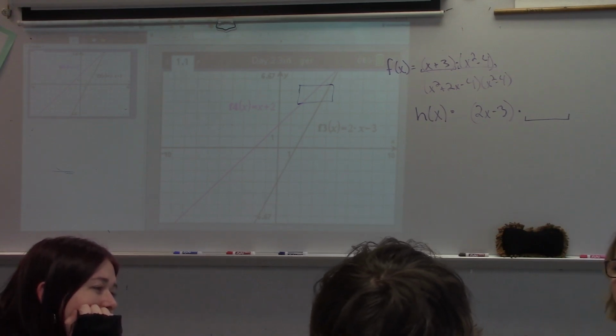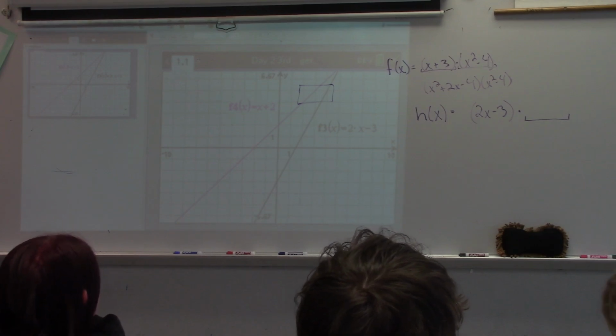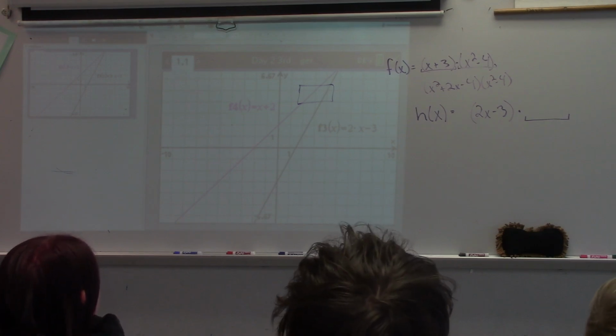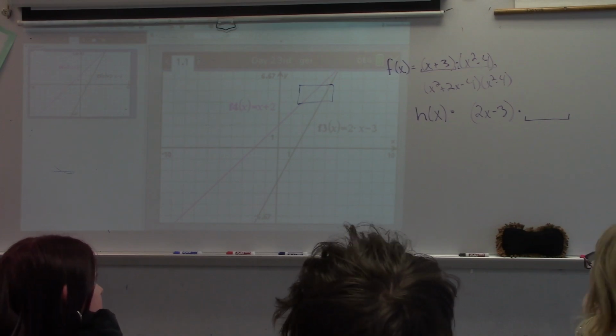So I've got this graph here, right? I've got y equals 2x minus 3, and I'm dilating it by y equals x plus 2. What do you know about h of x, the function that results from dilating those two functions?